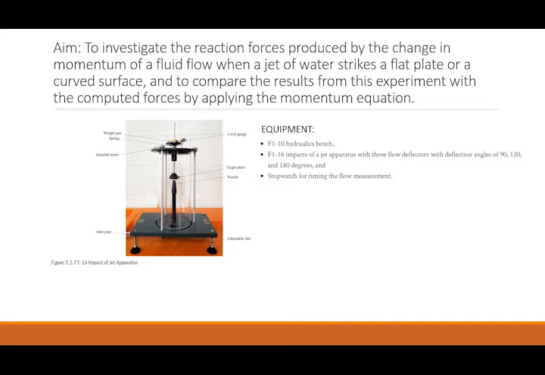Now how this setup works is that in the jet apparatus, the clear acrylic cylinder, water will enter vertically from the top of the cylinder through a nozzle, striking a target which is mounted on a stem, and it leaves through the bottom outlet holes at the base. There is an air vent at the top of the cylinder that helps to maintain atmospheric pressure inside the cylinder.